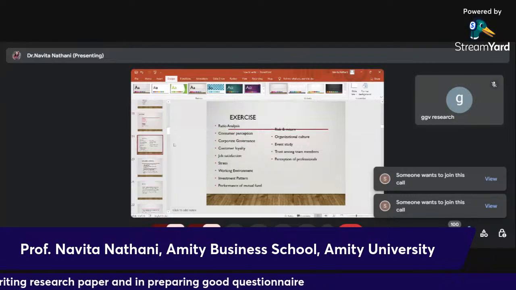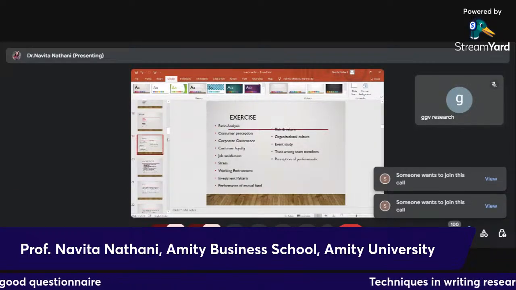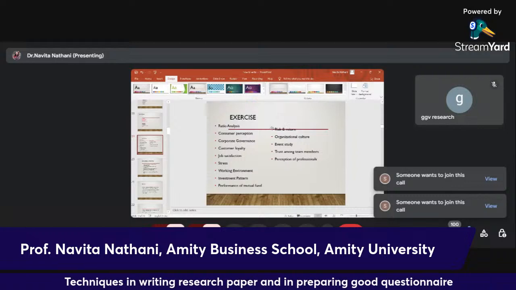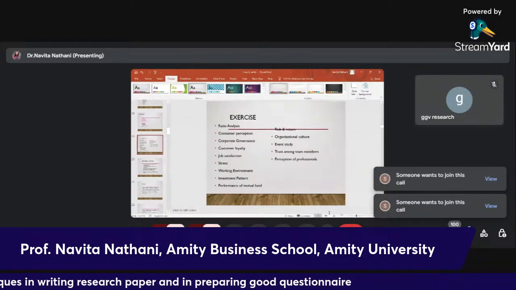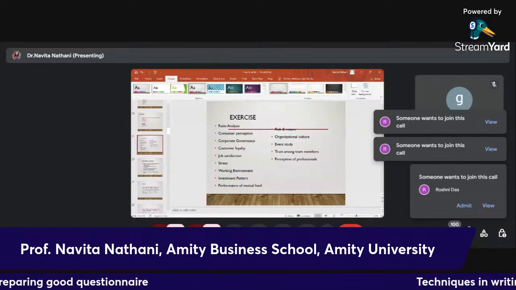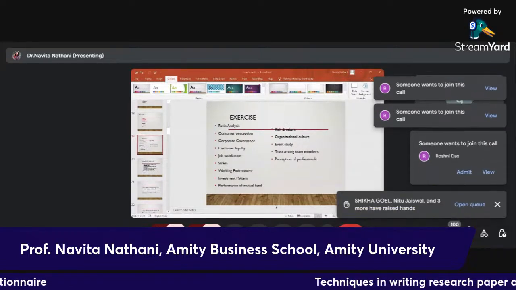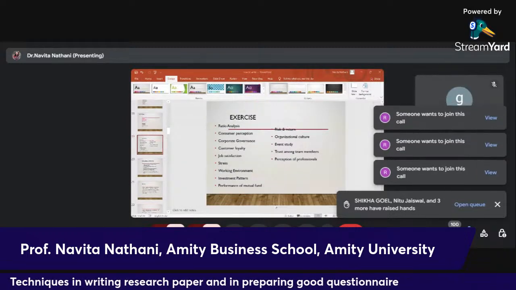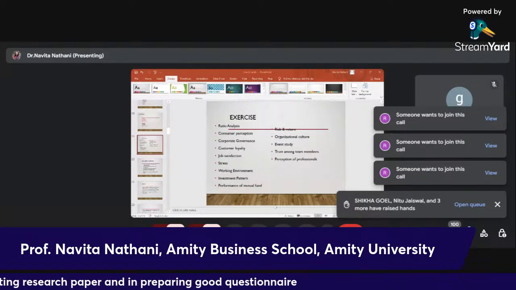Some examples are there. If you want to form any topic based on these, please unmute yourself and make a topic out of these variables. It's just an exercise for you people, so that we can understand how you are at identifying topics. These are certain readily available variables: consumer perception, customer loyalty, job satisfaction, stress, working environment, investment pattern.